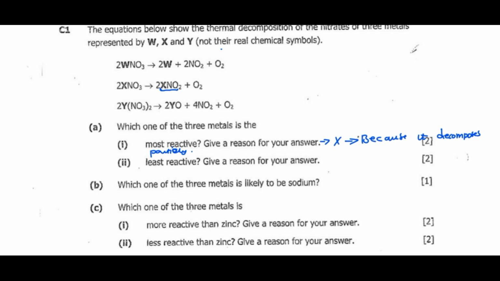Then list the least reactive. Give a reason for your answer. So W. You can see that for W there is just this W, so this decomposes fully, because it decomposes completely.